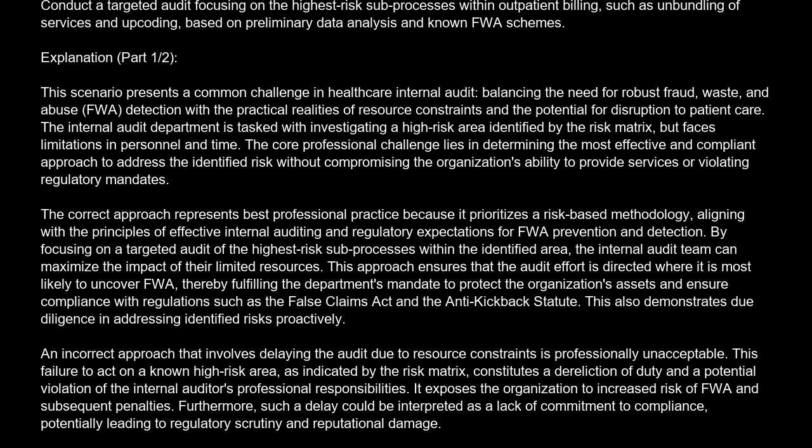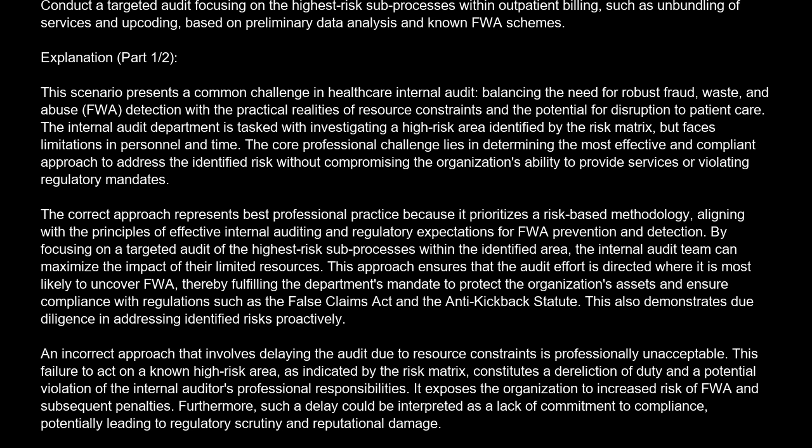Explanation: this scenario presents a common challenge in healthcare internal audit, balancing the need for robust fraud, waste, and abuse (FWA) detection with the practical realities of resource constraints and the potential for disruption to patient care. The Internal Audit Department is tasked with investigating a high-risk area identified by the risk matrix, but faces limitations in personnel and time. The core professional challenge lies in determining the most effective and compliant approach to address the identified risk, without compromising the organization's ability to provide services or violating regulatory mandates.